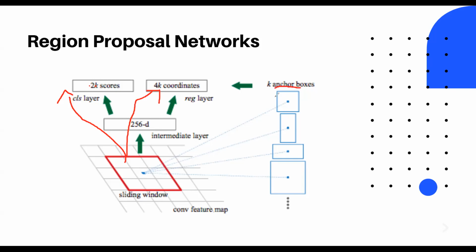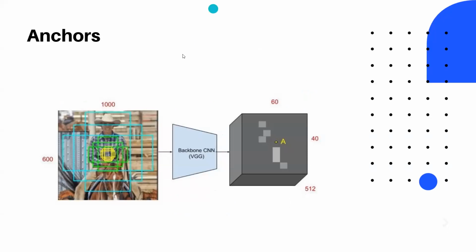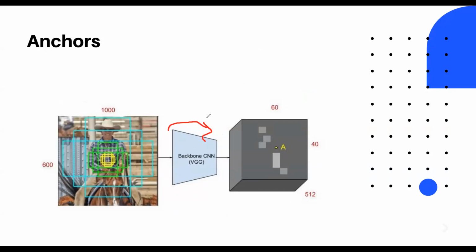Of course, as we said, we're going to send different sizes of these anchors. This is what the model would be doing. This is what the RPN is doing. It sends the image through a backbone CNN, let's call it VGG or anything, basically just some convolutional layers, and then it gives you this feature map. The feature map is much smaller than the original image. So sliding a window on the original image would take decades, but sliding a classifier on this feature map is much simpler.